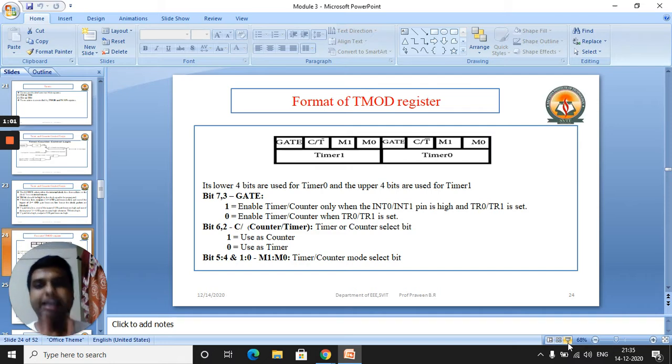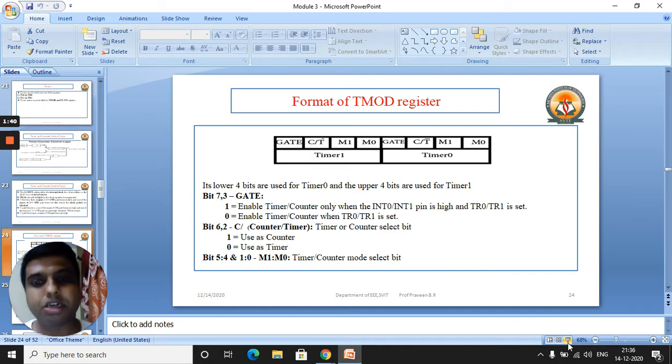Gate is defined as a bit in the TMOD register where you can either use the TMOD register as a timer or counter, or it can be used as the interrupt pin. If the gate signal is high, then it is used as the interrupt pin. If the gate signal is low, it indicates that I will be using it as the counter or as the timer. Coming to C/T bar, the 6th pin.